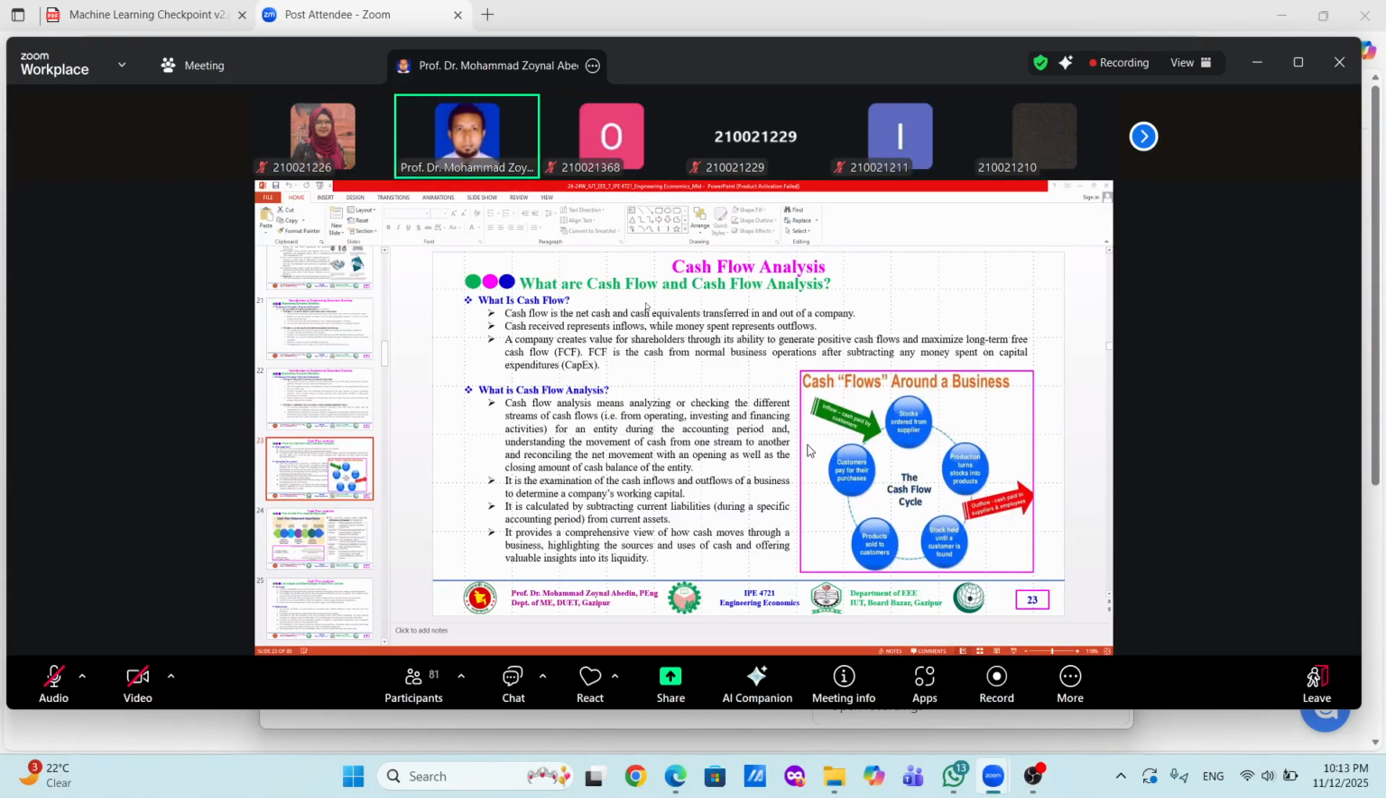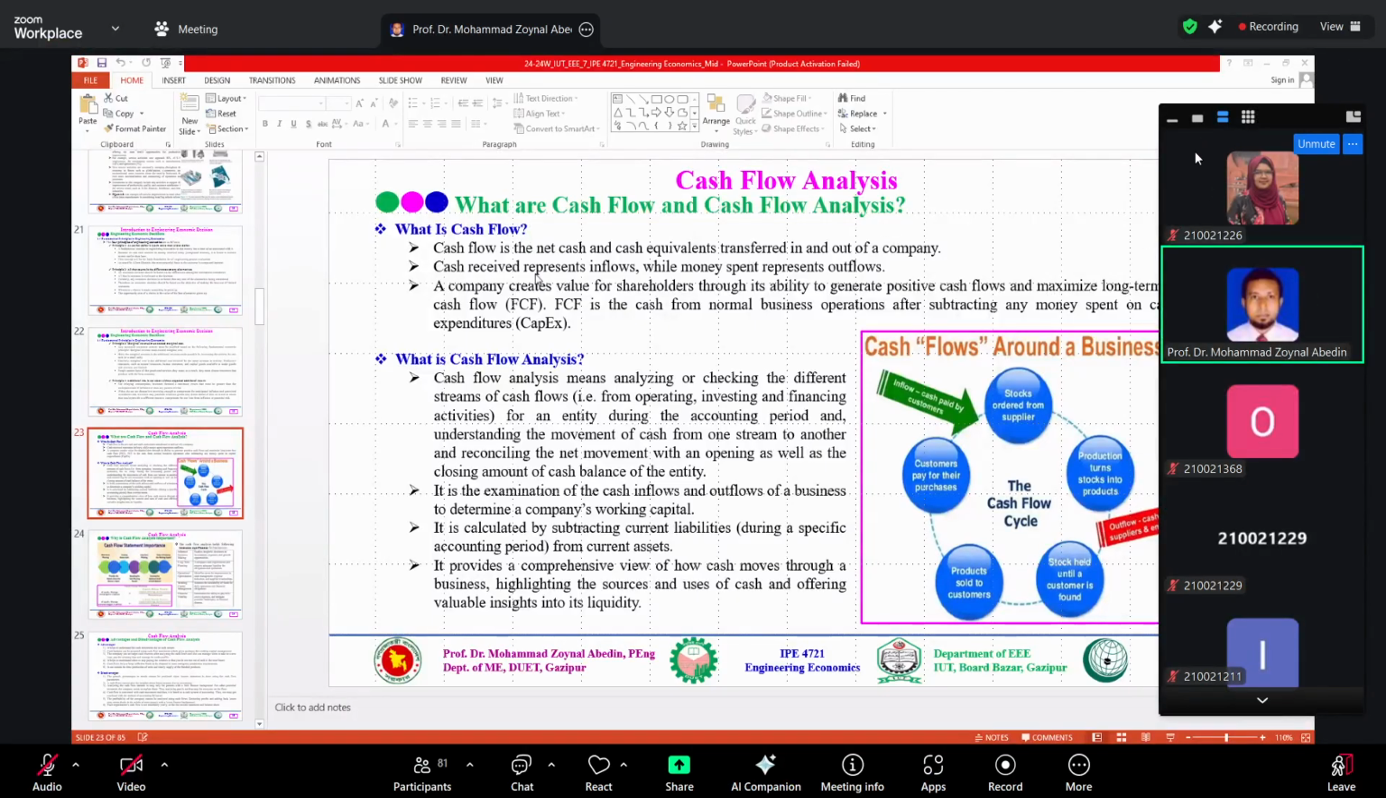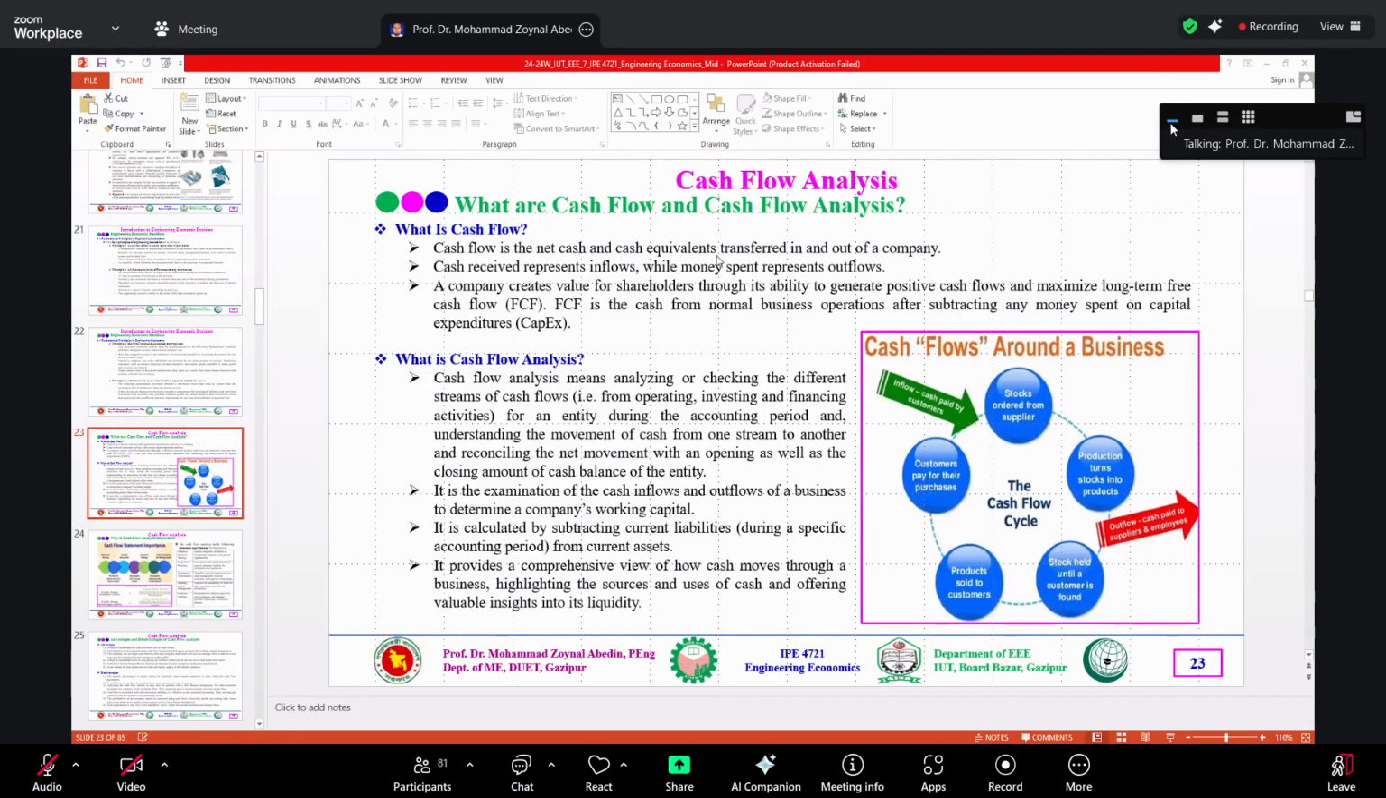So what are the cash flow and cash flow analysis? Cash flow is the net cash and cash equivalents transferred in and out of a company. Sometimes it will be a net cash because sometimes the cash will be in. This is the cash inflow, and sometimes the cash outflow. So net cash is the difference between the cash inflow and outflow. Or sometimes equivalent of cash that will be transferred into the company or out of the company.